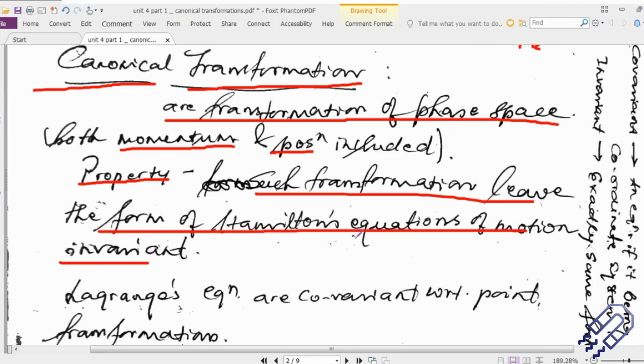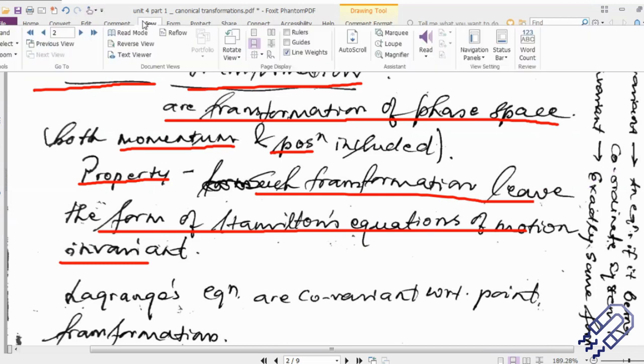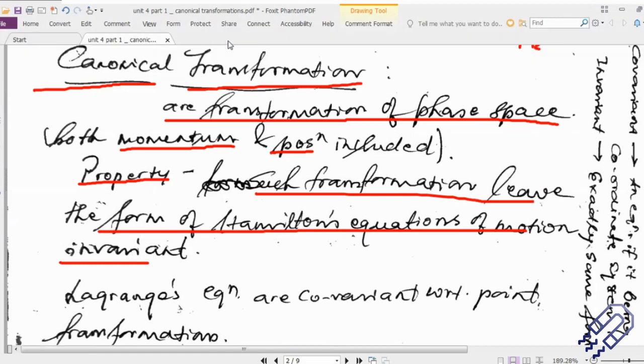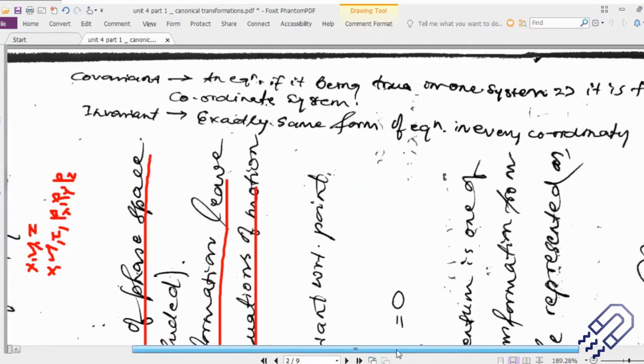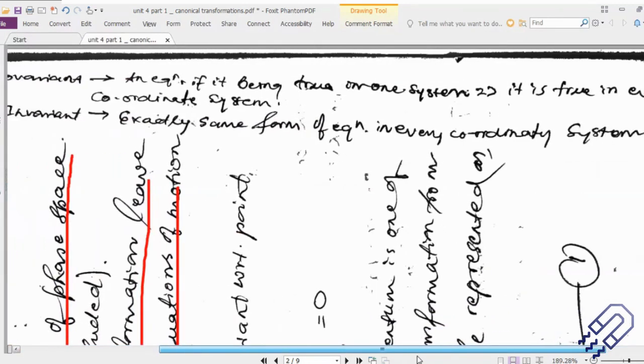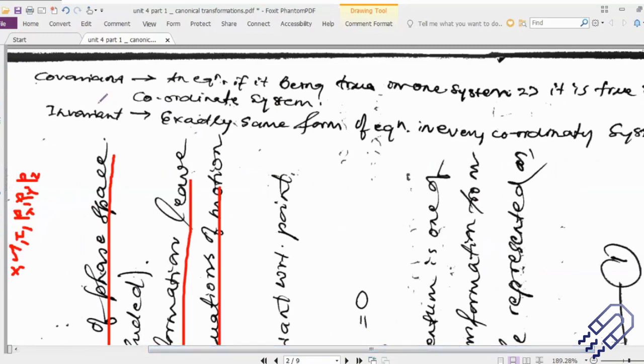There is a very important difference between invariant and covariant. I've written it by the side, but I have to rotate it, so I'll probably rotate this view so that all of us can read it. Before we go into the term, let's read what is covariant and what is invariant. You'll come across these two terms again and again.